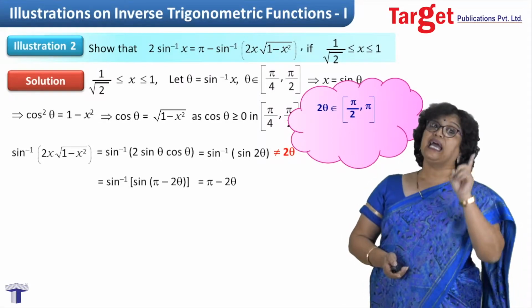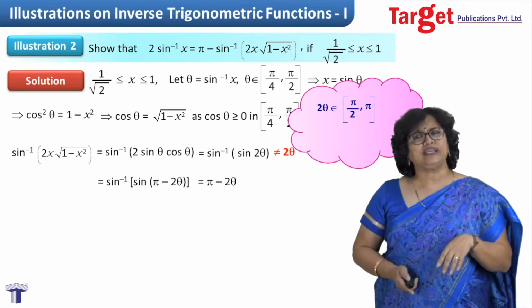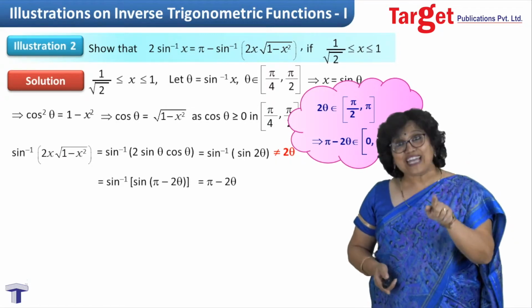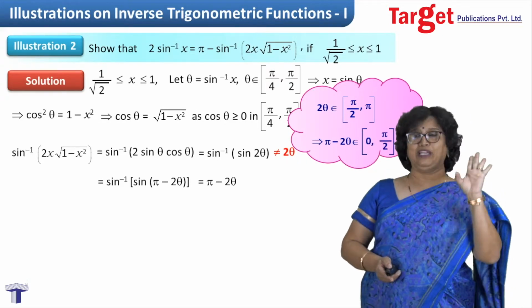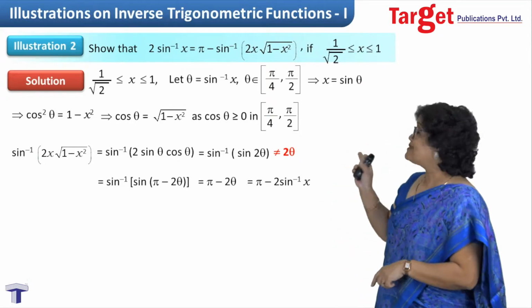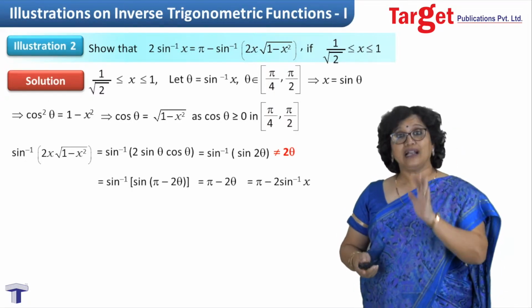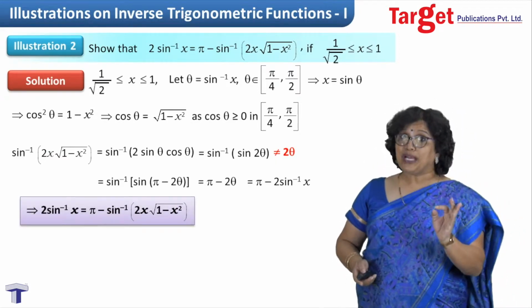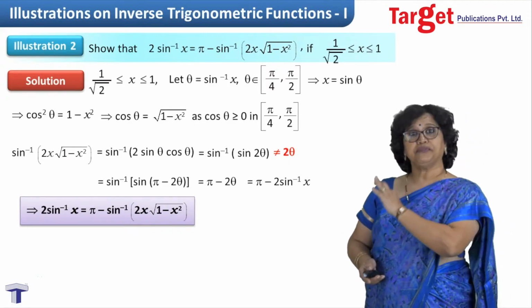And now I say I can write the answer for sine inverse of sine of pi minus 2 theta as pi minus 2 theta. Why do I say so? Because pi minus 2 theta has to be in the range of sine inverse, and it is in 0 to pi by 2. So I can write the answer as pi minus 2 theta. And what is 2 theta? 2 theta means 2 sine inverse x. So this is nothing but pi minus 2 sine inverse x. Now we have found sine inverse of 2x under root 1 minus x square as pi minus 2 sine inverse x. Rewrite this, and that would lead to 2 sine inverse x equal to pi minus sine inverse of 2x under root 1 minus x square.